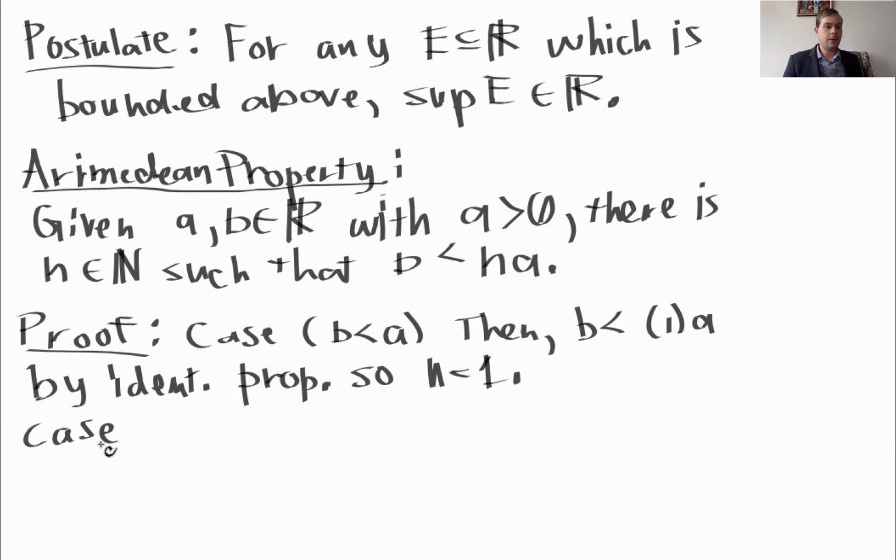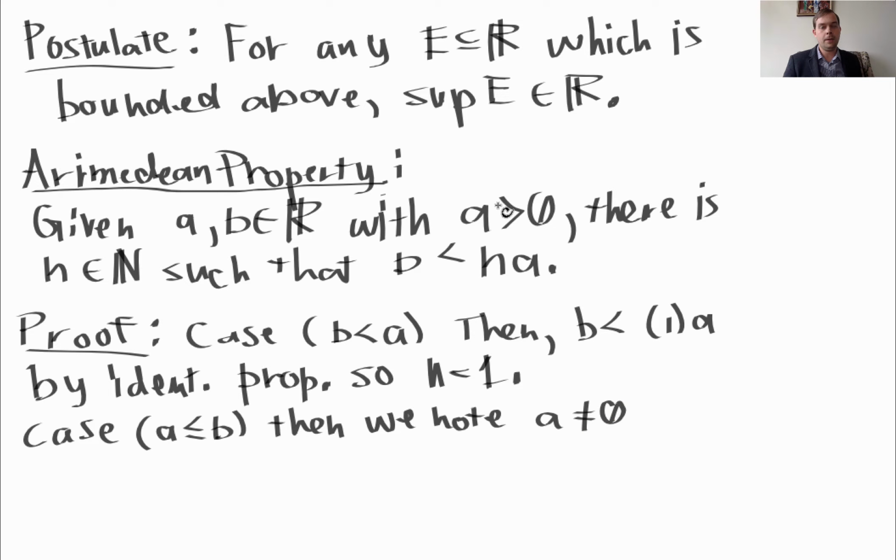If instead we have that A is less than or equal to B, then we note that A cannot be equal to 0 by trichotomy. A is strictly greater than 0. So 1 is less than or equal to A inverse B, by multiplicative inverses. So now we have that 1 is less than or equal to A inverse B.